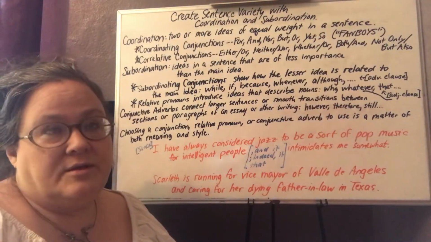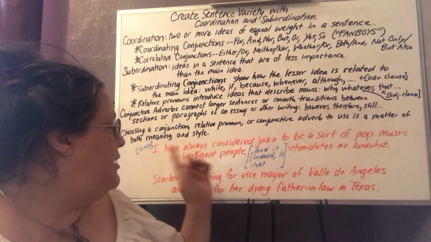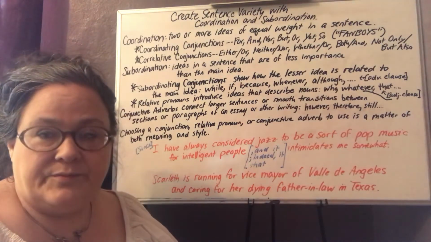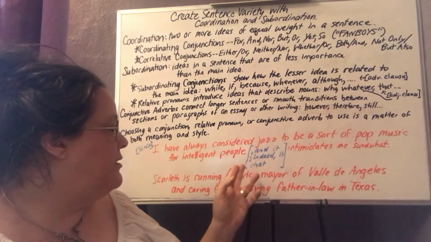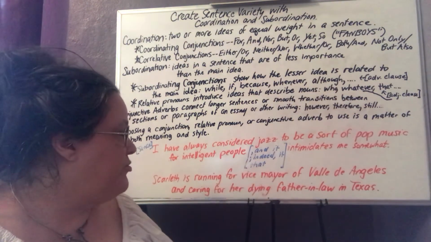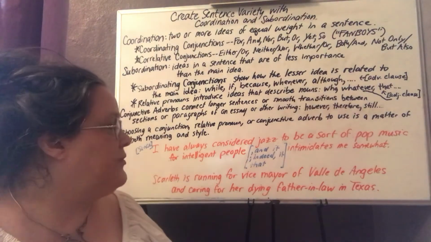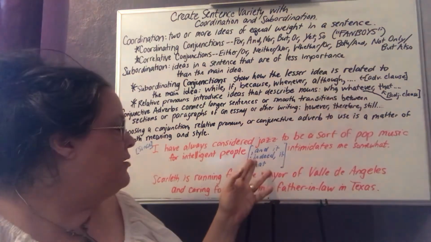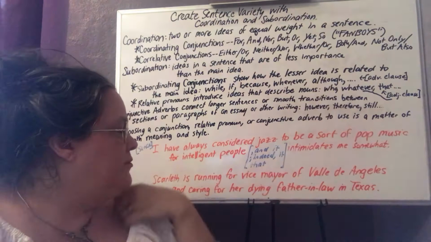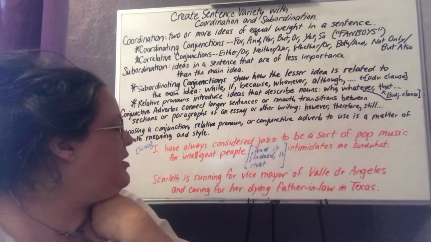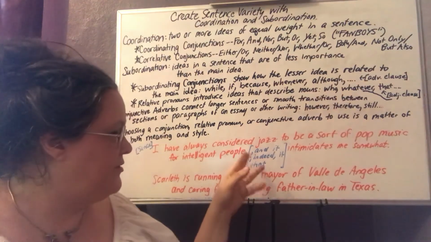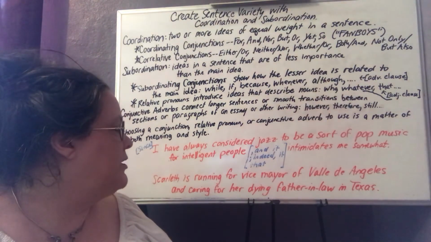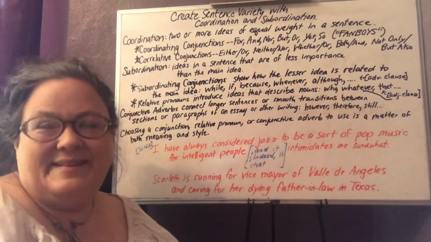Another way to join these sentences would be with a relative pronoun. "I have always considered jazz to be a sort of pop music for intelligent people that intimidates me somewhat." In that case, I have the relative pronoun "that." And actually, now that I think about it, I could consider that to be a misplaced modifier, and I might have to move some things around instead of just putting it in the same place as the other ones. That's worth considering, but I'm going to go on.